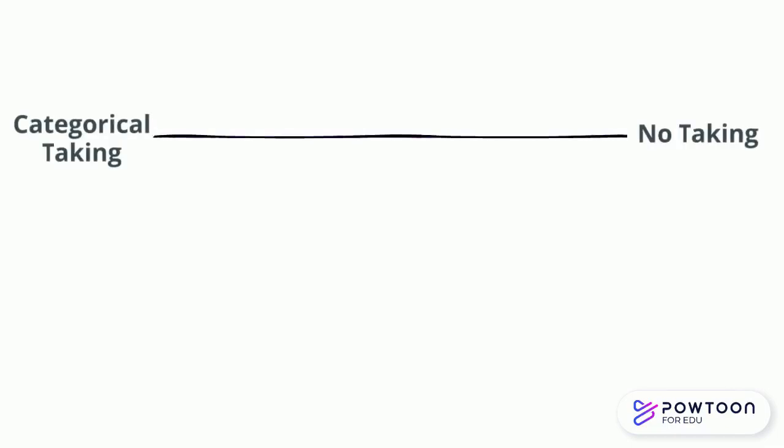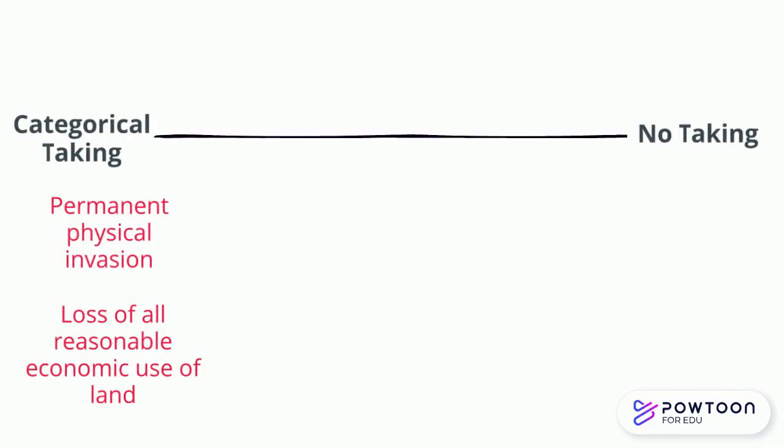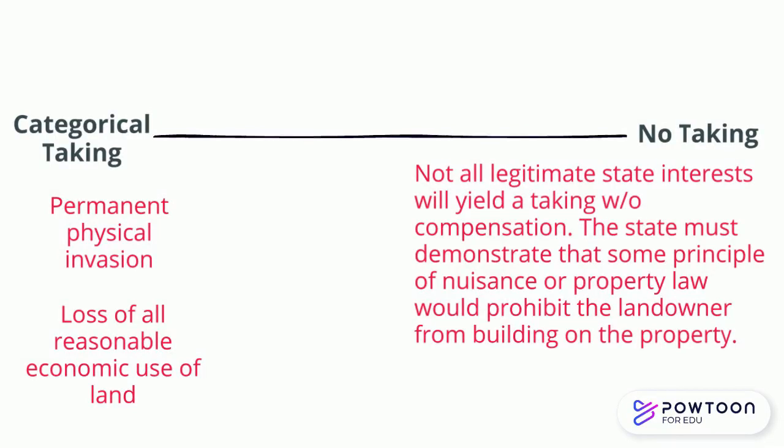This case reinforces the two possible categorical takings, meaning if any of these two are present, it's a taking that requires compensation. Over on the other side, this case returns the concept of a legitimate state interest to its original construction of requiring a noxious or odious common law characteristic.